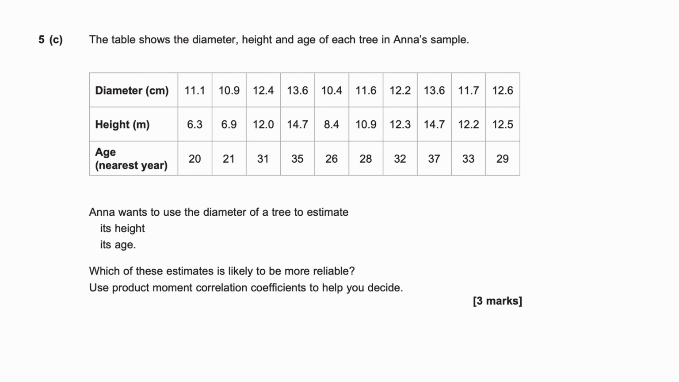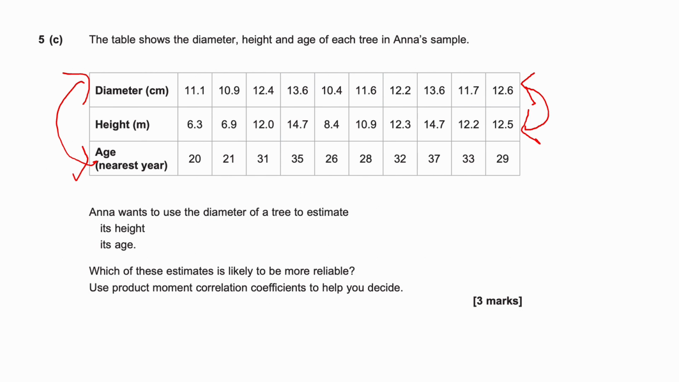So what you need to do is work out the product moment correlation coefficient for the diameter and the height together. So inputting both of those bits of data into your calculator, and then note down the PMCC for that, and then you're going to use the diameter and the age and work out the PMCC for that. And then whichever one is the highest number, the strongest correlation, that will be the one that we'd use, or which is the most accurate to estimate.